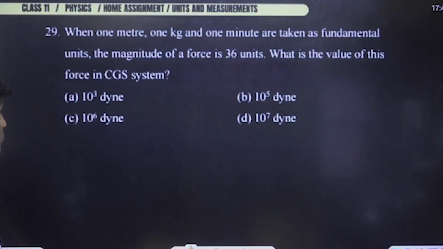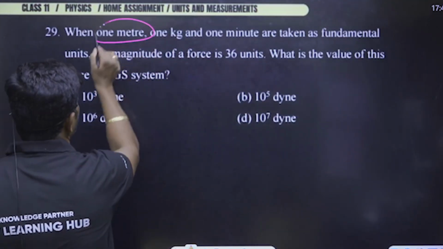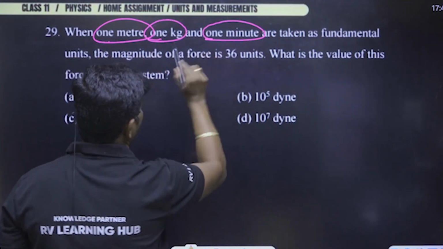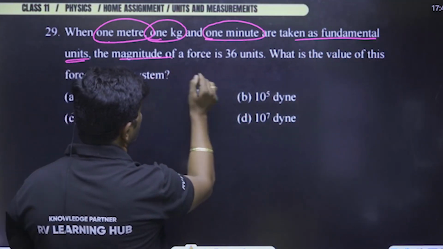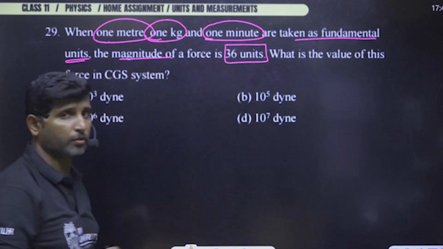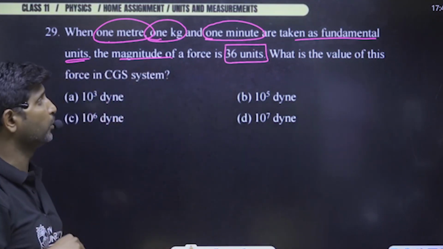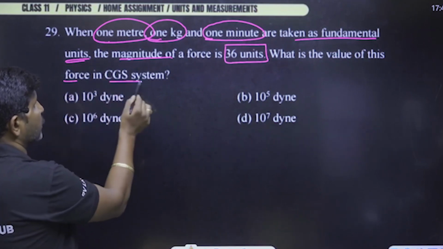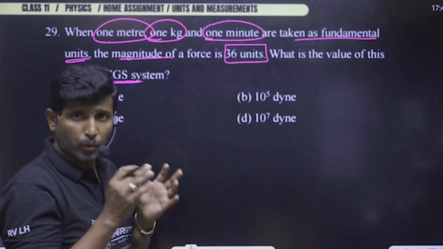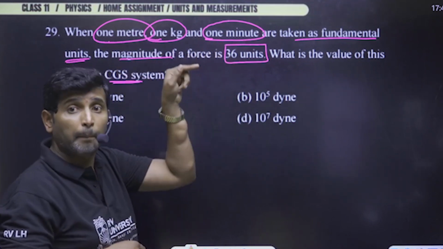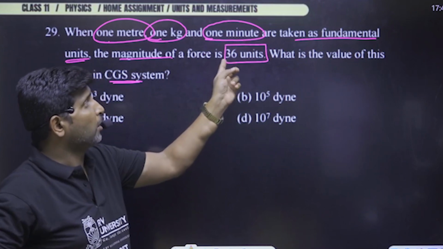Similarly, let us move on to the next question. What they are saying to us: when 1 meter, 1 kg and 1 minute are taken as the fundamental units, the magnitude of the force of 36 units is. What is the magnitude of the force of 36 units? What is the value of this force in a CGS system? In a CGS system. So how can you calculate the force equal to 36 units? See here, whenever we consider the units of 1 meter, 1 kg and 1 minute, then the force is obtained as 36 units.